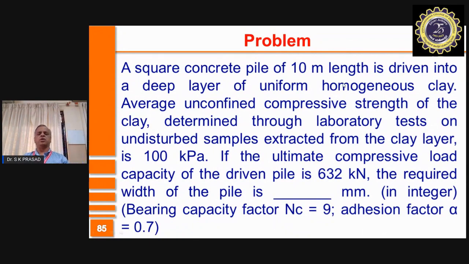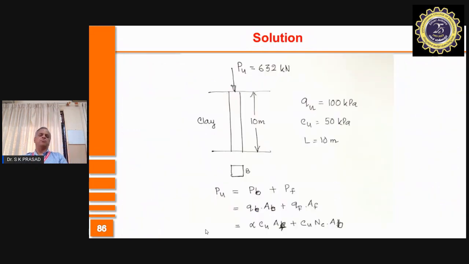You have a square concrete pile, 10 meters long, square. It is driven into the deep layer of uniform homogeneous clay. Average unconfined compressive strength, which is determined from the laboratory test on undisturbed samples, is 100 kilopascals. If the ultimate compressive load is 632 kilonewtons, required width of the pile, it's a square pile, is given by how much? Please take Nc equal to 9, alpha, that is adhesion factor, equal to 0.7.